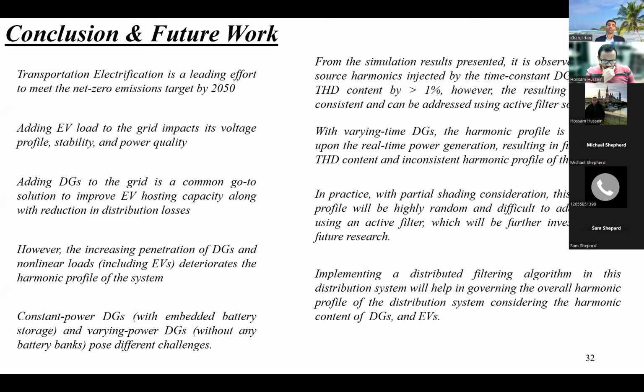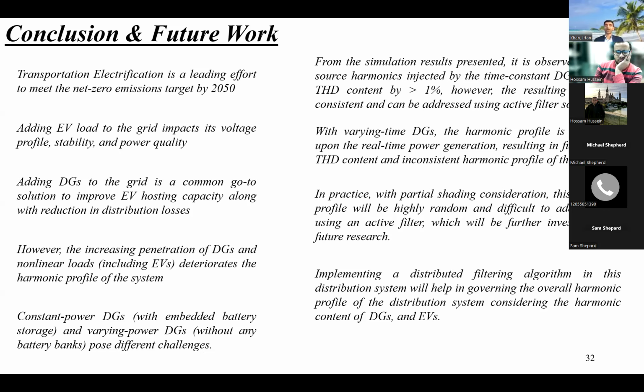It also improves losses. However, increasing penetration of DGs and nonlinear loads deteriorates the harmonic profile of the system. Constant power DGs with embedded battery storage and varying power DGs without battery banks pose different challenges. The challenge is because we have to plan and decide on different filters. From the simulation results presented, it is observed that source harmonics injected by time constant DGs increase THD by only 1%.